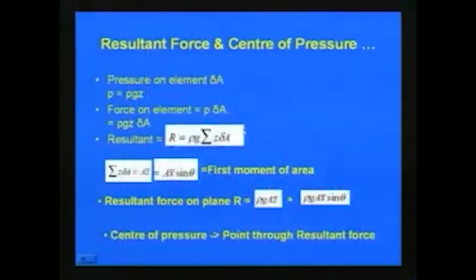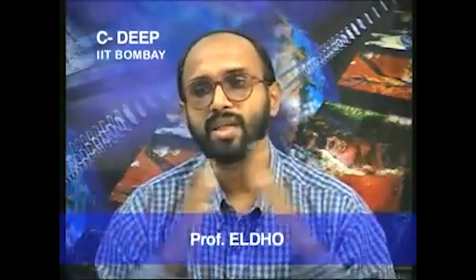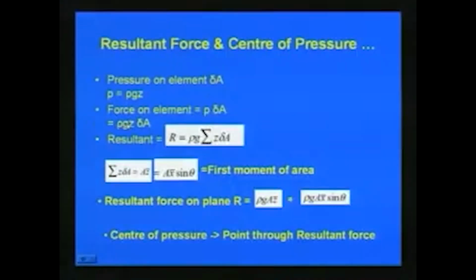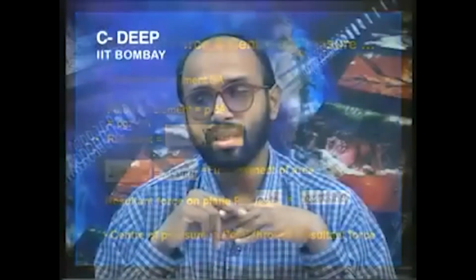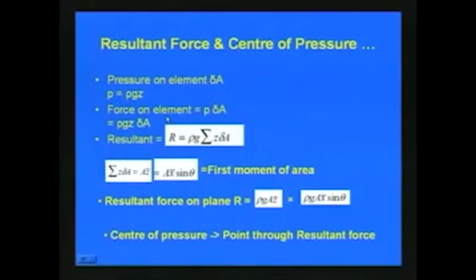Now, the resultant force and center of pressure. The pressure on element delta A, as we have seen in the previous slide, is P equal to rho into g into Z, where rho is the density of the fluid, g is the acceleration due to gravity, and Z is the depth at which the element delta A is located. The force on the element is P into delta A, that is rho g Z delta A. Taking the sum over all the elements of the plane area, the resultant is R equal to rho g sigma Z delta A.